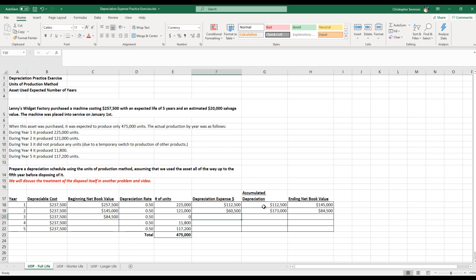So again, now this year, in year three, this is the tricky part about units of production. If we have no units produced that period, we have no depreciation expense. Just because we have the asset sitting there doesn't mean a thing. So nothing has changed here. Year 4 is going to be the same, 50 cents times 11,800. Not very much depreciation that year. And of course, we will take off the 5,900 of depreciation for that year.